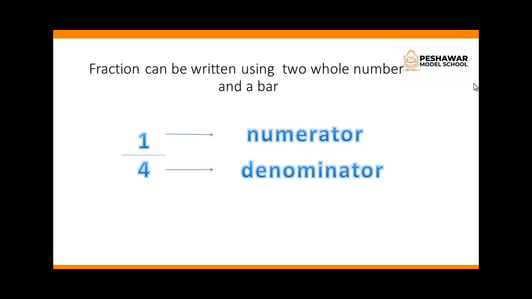Let us look at the fraction 1/4. The number above the fraction line is numerator. Numerator tells us how many parts are taken from the whole, and the line is known as fraction bar or division bar. The number below the fraction bar is denominator. It indicates the total number of parts in a whole.